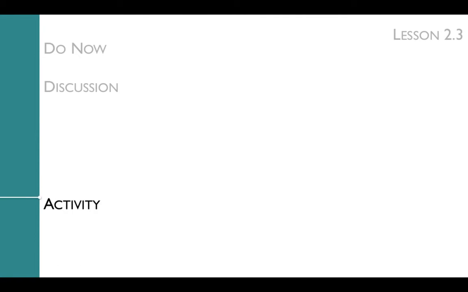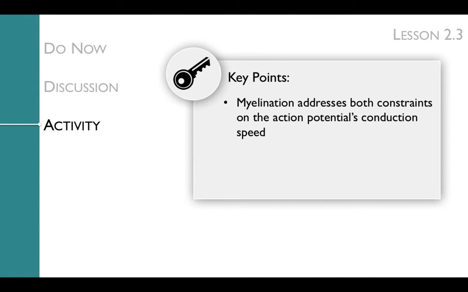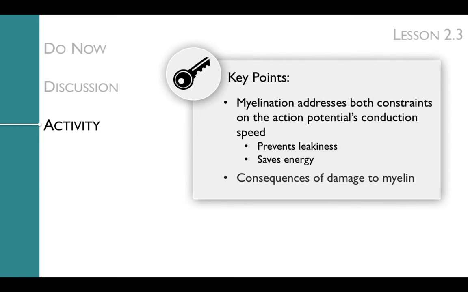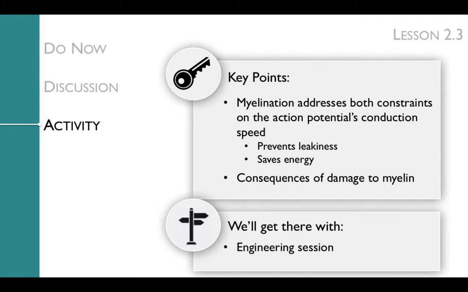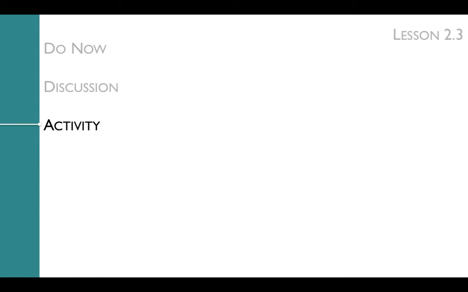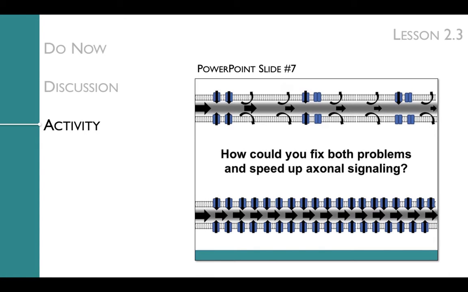The key points of the activity are to demonstrate that myelin addresses both constraints on the action potential conduction speed, because myelination prevents leakiness and saves energy. Additionally, we'll explore the consequences of damage to myelin. We'll get to these key points with an engineering session and Socratic discussion. In the activity, you'll have students work in small groups to brainstorm ways to speed up axonal signals.